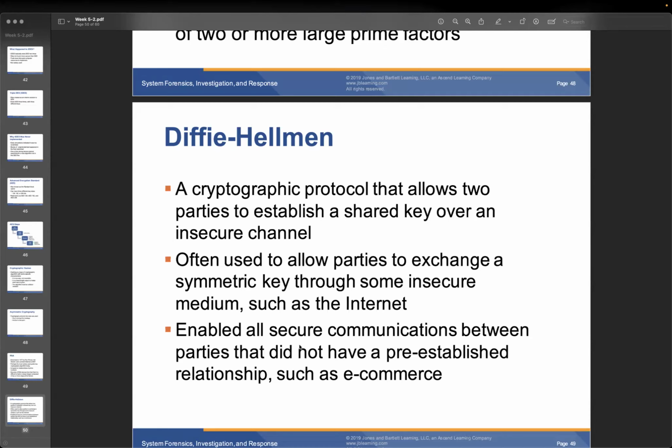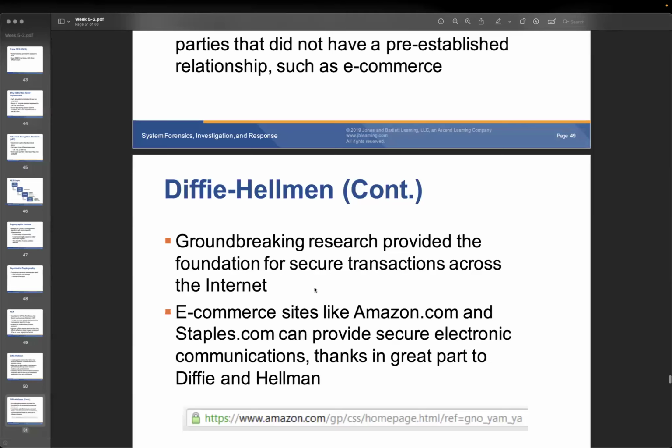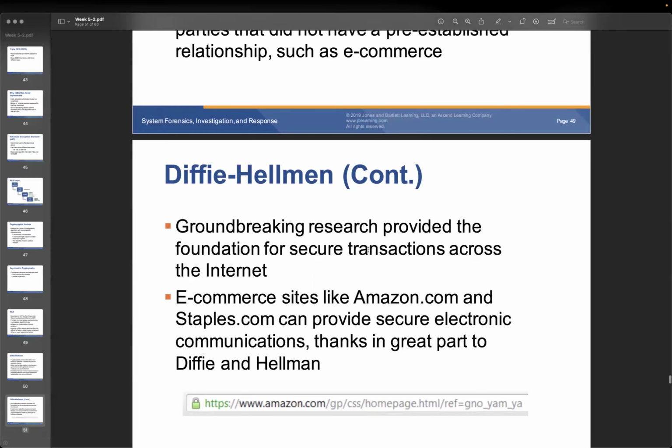So it enables secure communication between parties who do not have a pre-established relationship, let's say e-commerce. That's how it works. This groundbreaking research provided the foundation for secure transactions across the internet, and on the e-commerce side right now, it provides secure electronic communication. So they are part of it based on this one.